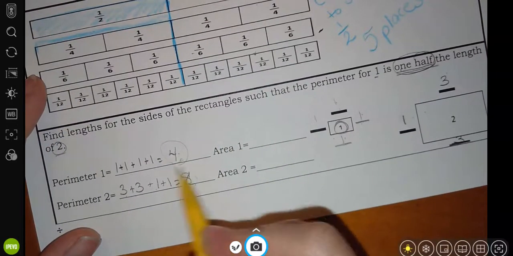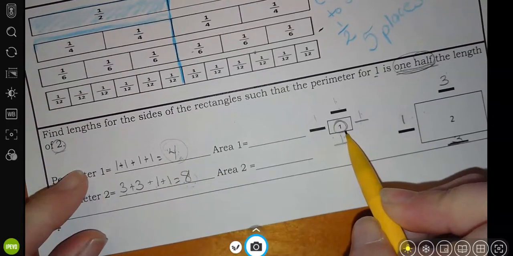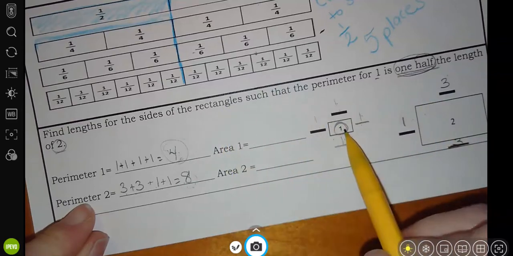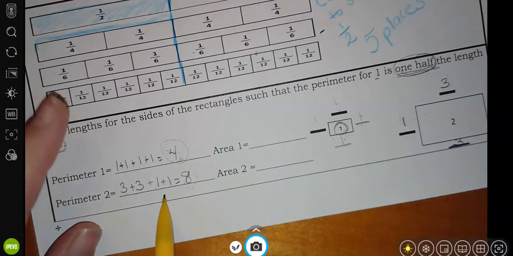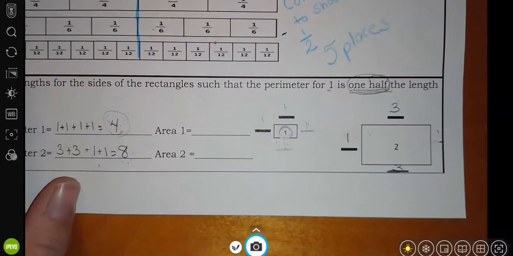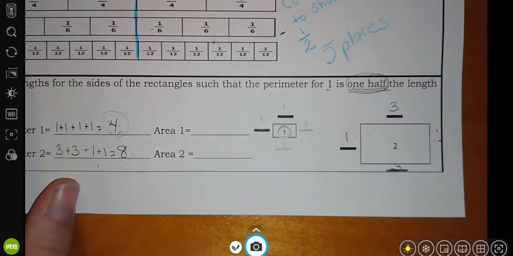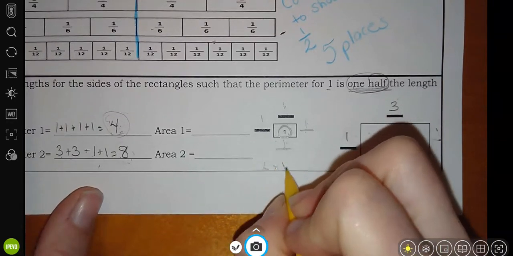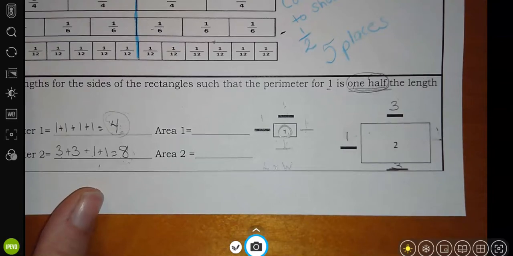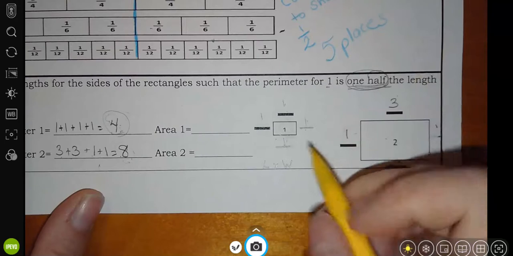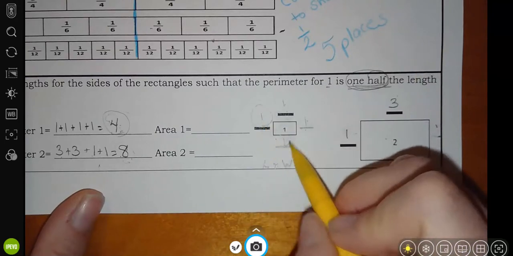All right, so my perimeter of number 1 is 4. When I add up the sides of number 2, it's 8. So rectangle 1's perimeter is half of rectangle 2's. Now I have to find the area. This is supposed to be a review of 4th grade, but I know the end of your 4th grade year was weird. So you might not remember that to find area, you take length times width. Hopefully you remember that from when we reviewed area to find volume. You have to find the area of a base first. So length times width, 1 times 1.